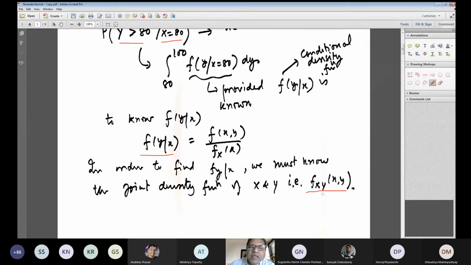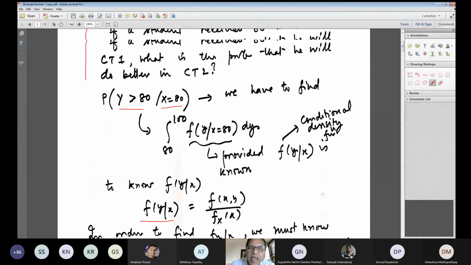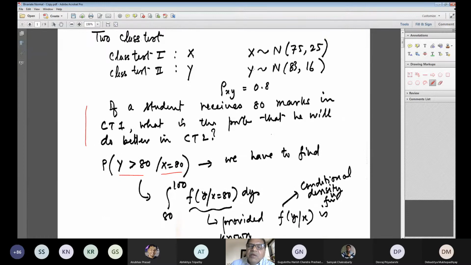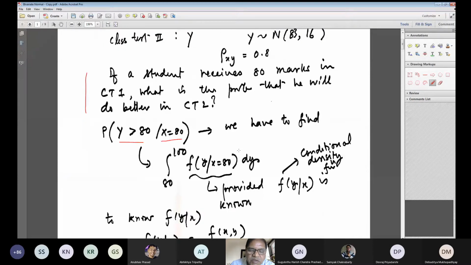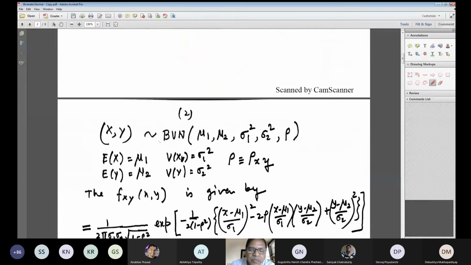So basically the joint density function of x and y, when x is normal, y is normal, and there is a correlation between these two variables which is known, then that particular density we call bivariate normal. Usually this is a shortcut notation, just like in the case of the univariate normal distribution, we represent x follows the normal mu sigma square.